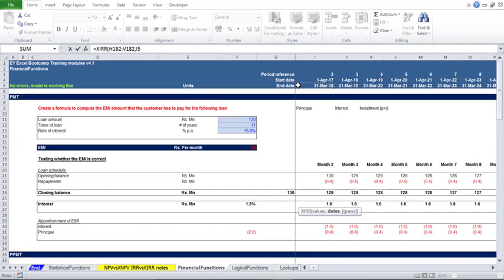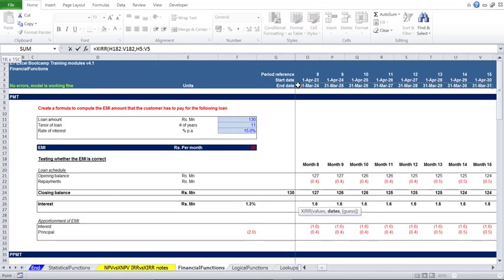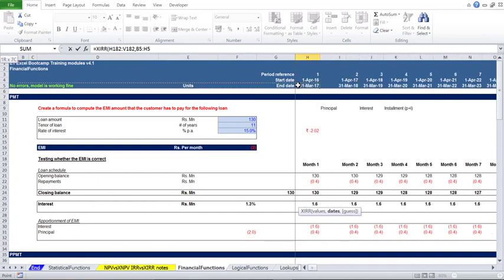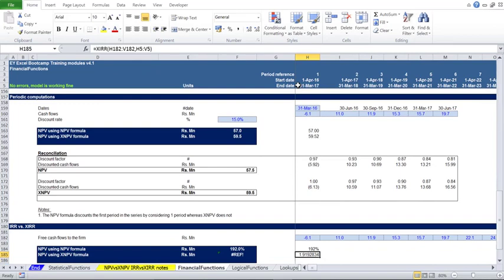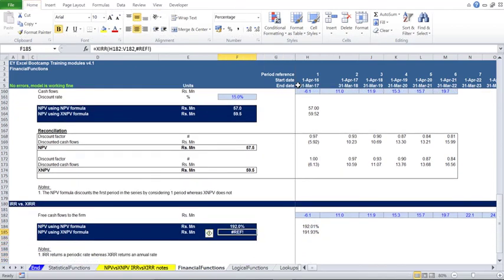So let's link the dates given in row 5, only up to column V. Close the bracket, press enter. Let's format it. Let's increase it by 2 decimal places. Let's correct the formula given in the solution as well.